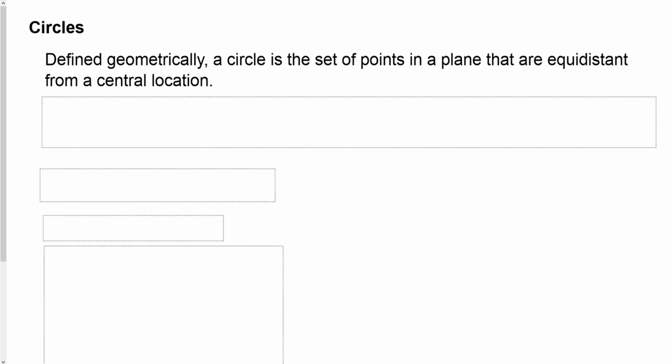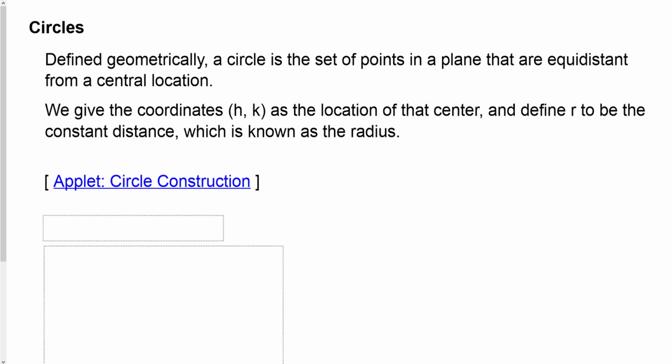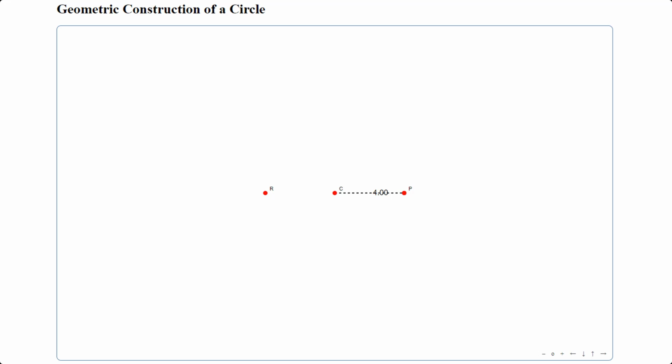Circles defined geometrically. A circle is the set of points in a plane that are equidistant from a central location. We give the coordinates (h, k) as the location of the center of that circle, and define r to be the constant distance, which is known as the radius. You may or may not have heard of a circle defined in that way, but if you see it visually, it really does make sense as to why it is the way it is. So I'll show you real quick the thought process behind it.